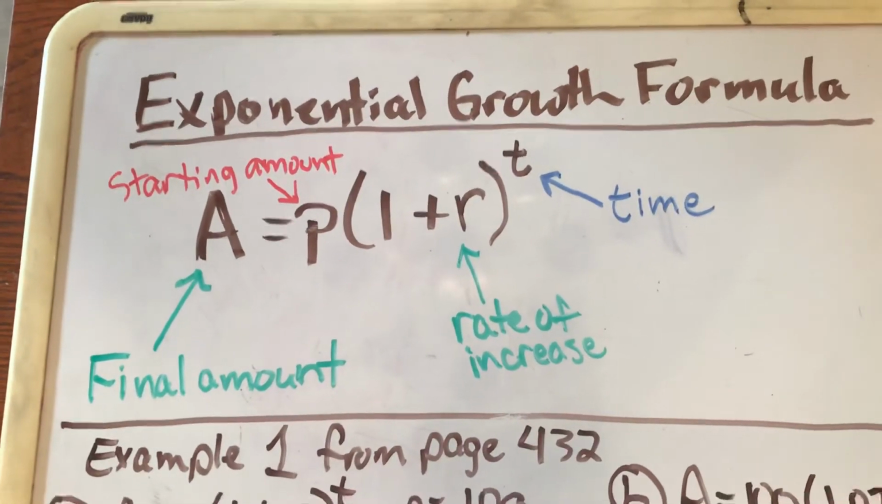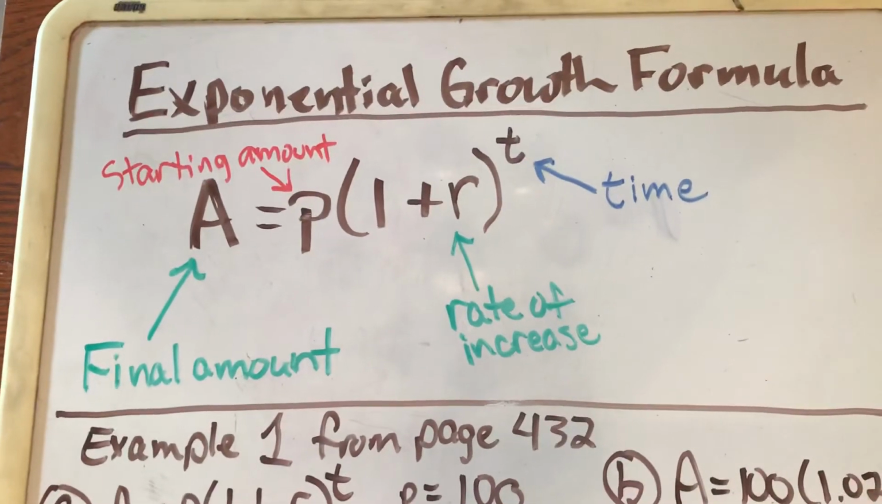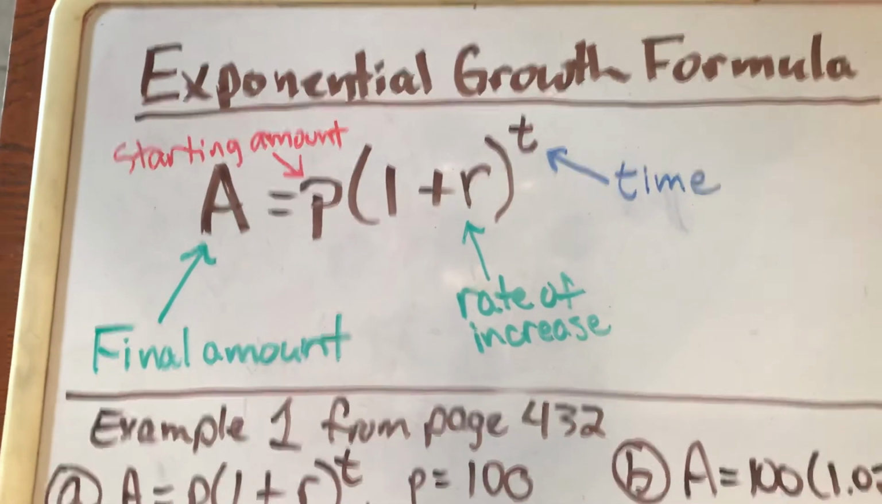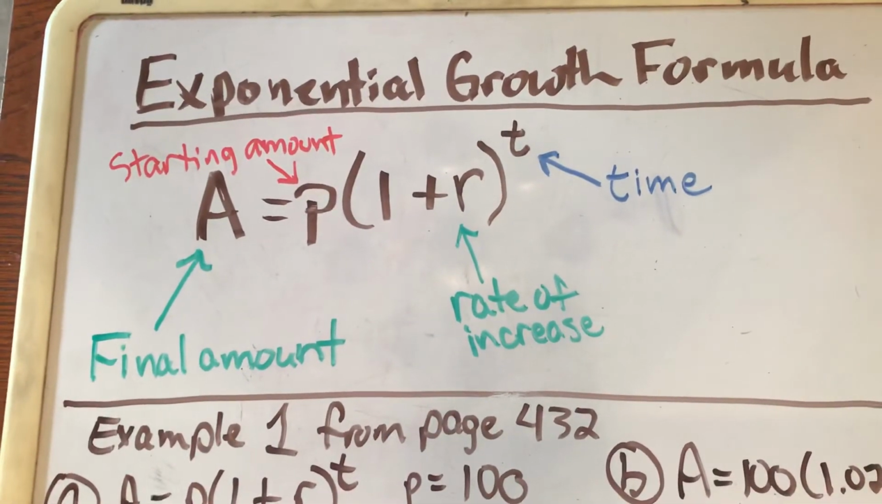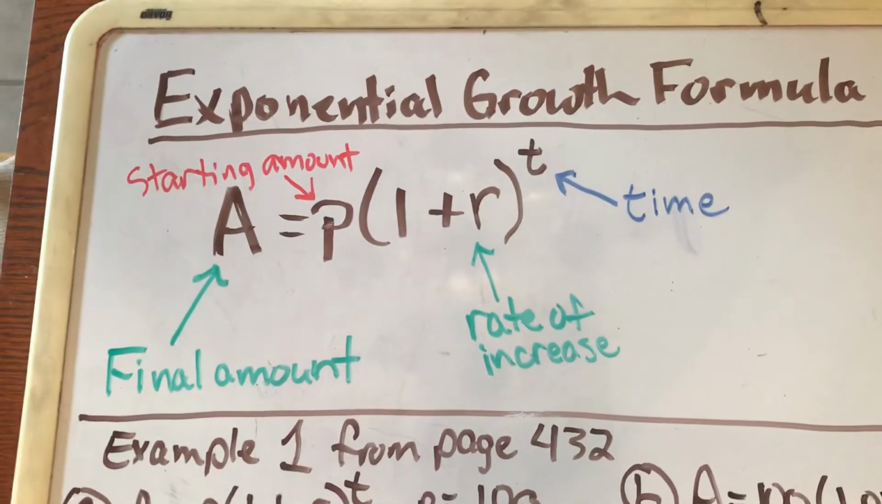And T, our exponent, is the amount of time that's gone by. Okay, so we might do this in days. We could do it in weeks, months, years. It all depends, but it's going to be an equal amount of increments. So weeks, months, years, all take the same amount of time. Okay, so that's what the formula means.